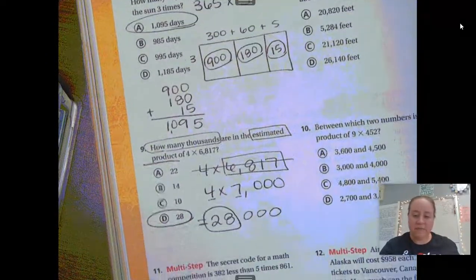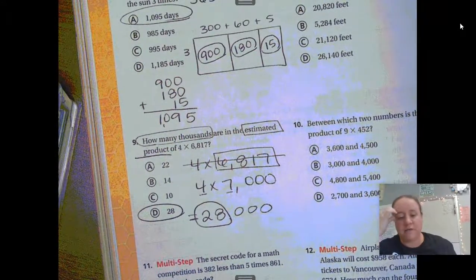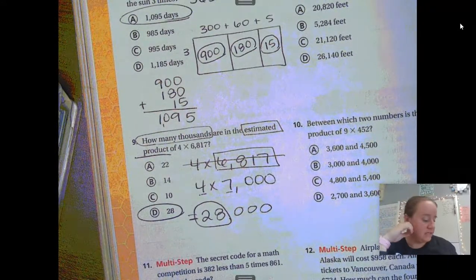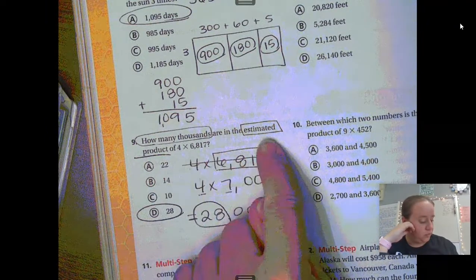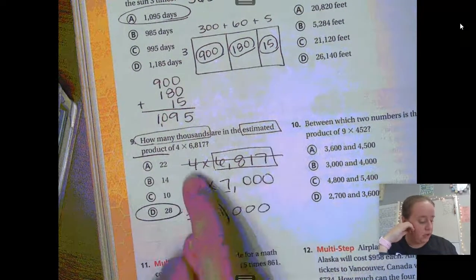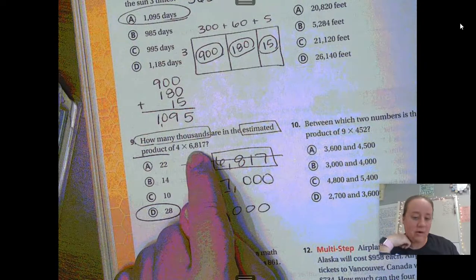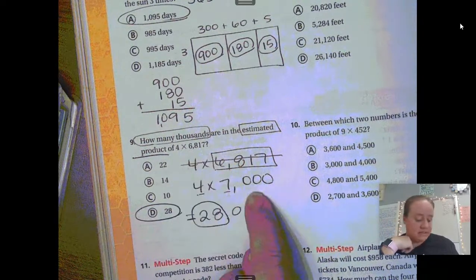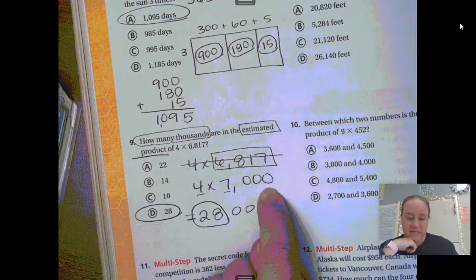Then on number 9, it says how many thousands are in the estimated product of 4 times 6,817. So here we see that we're doing the estimated product. When we're estimating, we're going to see 6,817 is about how much? We said that it's about 7,000. So instead of doing this, we're actually doing this here.